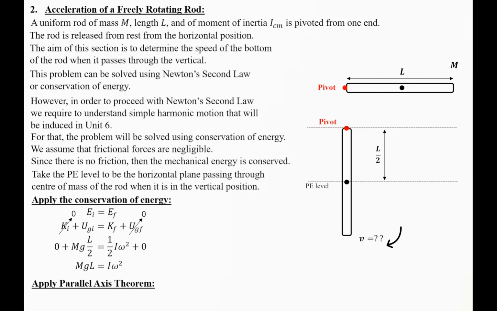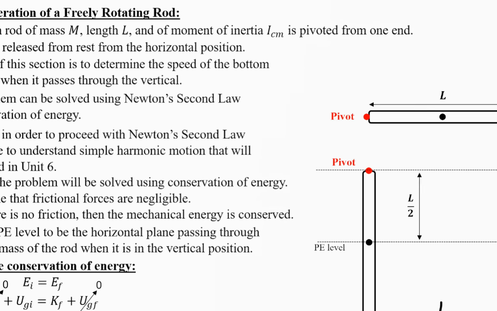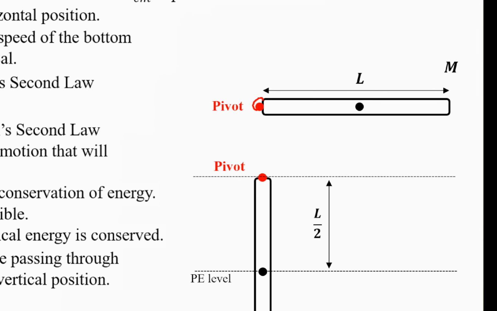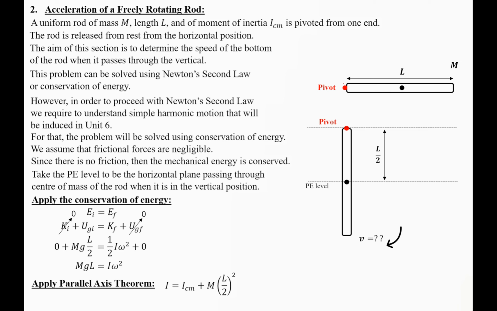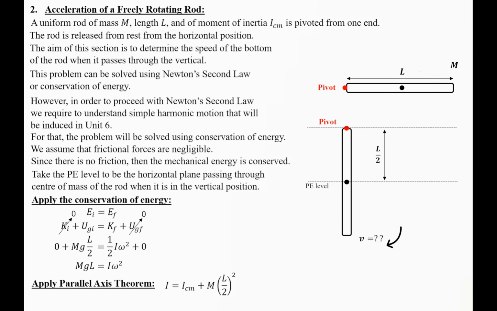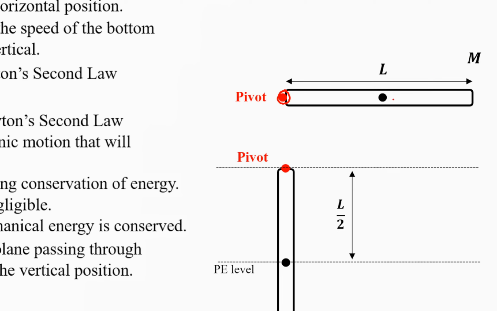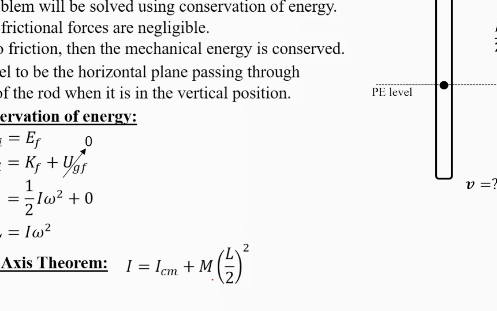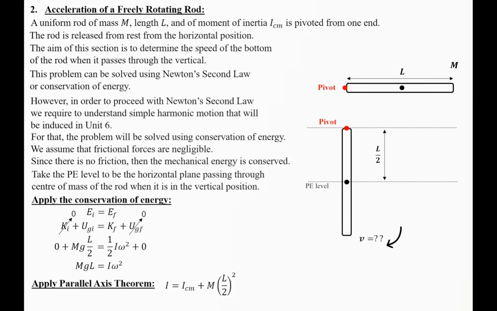And we know that the moment of inertia of the rod about its center of mass is given by ICM. Now ICM can be related to the I around this pivot using the parallel axis theorem. And it's given by ICM plus m d squared, in which d represents the distance from the center of mass to the pivot point. So if this is the pivot point and this is the center of mass, the separation distance would be L over 2. For this reason, we have added a correction term given by m multiplied by L over 2 to the power of 2.